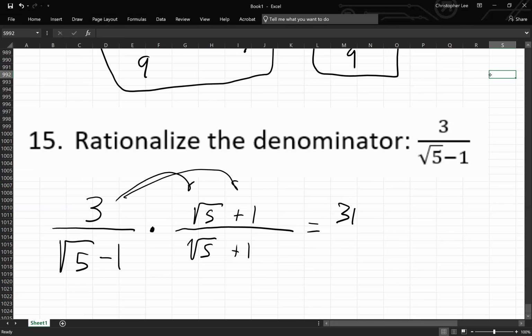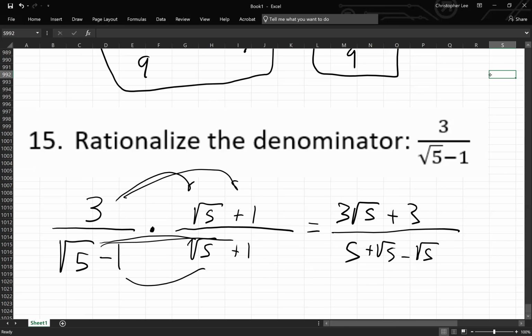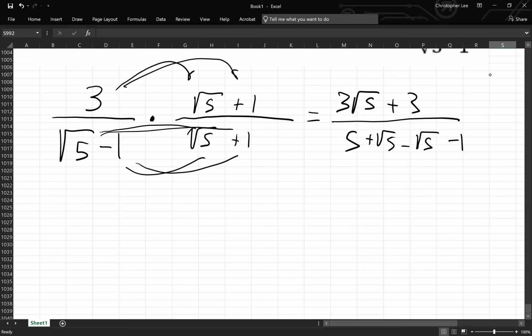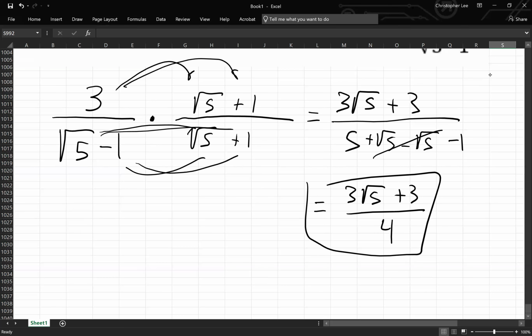All right, this is 3 square root 5 plus 3. On the bottom, you already know square root 5 times square root 5 is just 5. And this is just plus square root 5 minus square root 5. And negative times a positive is negative, minus 1. Combine like terms. You already know this becomes 3 square root 5 plus 3 over 5 minus 1, which is 4. And that's it. All right. Questions on this? You good? All right.